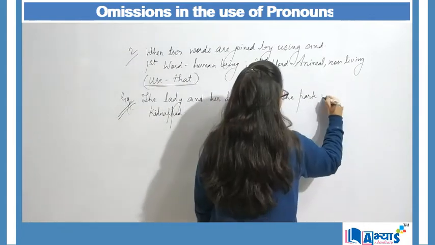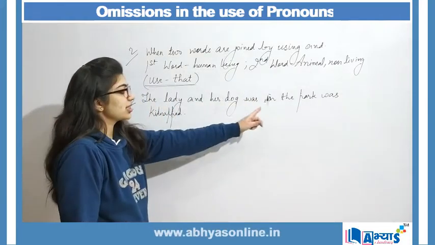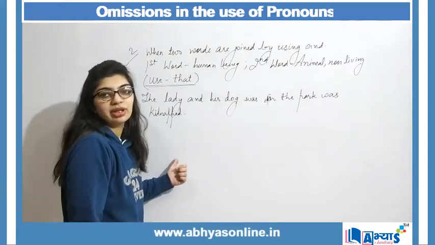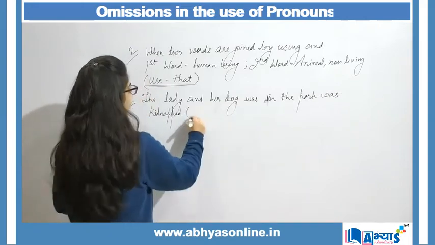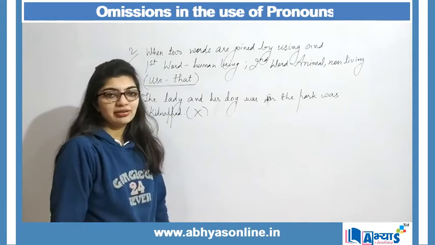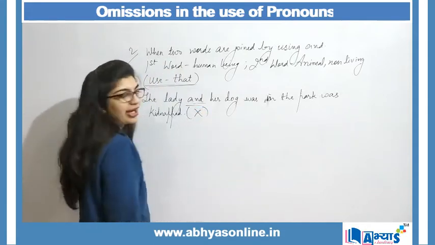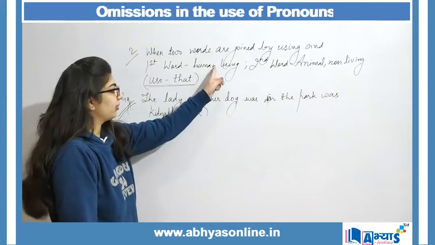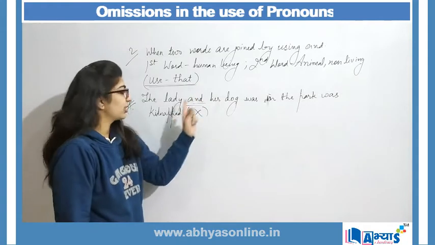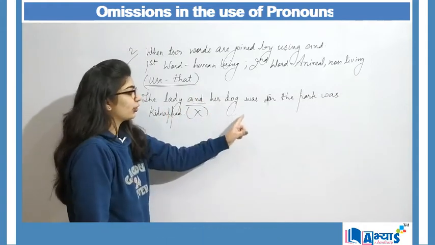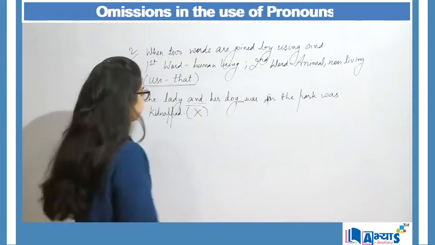Sorry, not were, was. The lady and her dog was in the park, was kidnapped. Here, is it making correct sense? No. My sentence is grammatically incorrect because I said that two words are joined by and. First is the human being, second is the animal. There we make use of that. The lady and her dog, here we need to place that.